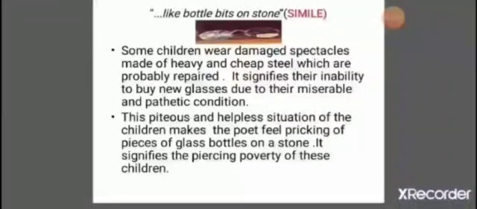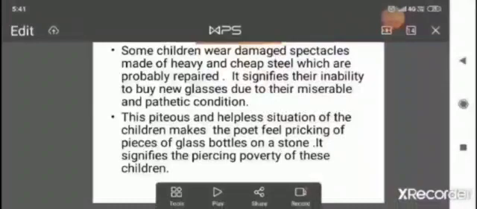It means the cracks in the glass of the spectacle prick the eyes of the poet. It pains his heart to see their helpless situation. This mended glass which they are wearing is really of no use, but they are unable to buy a new set, so they are wearing it in their helplessness. Thus, it signifies the piercing poverty of these children.